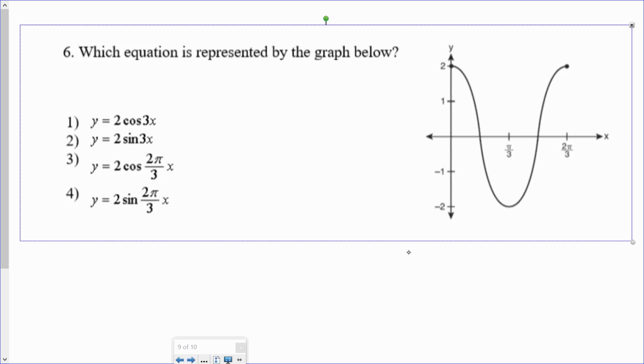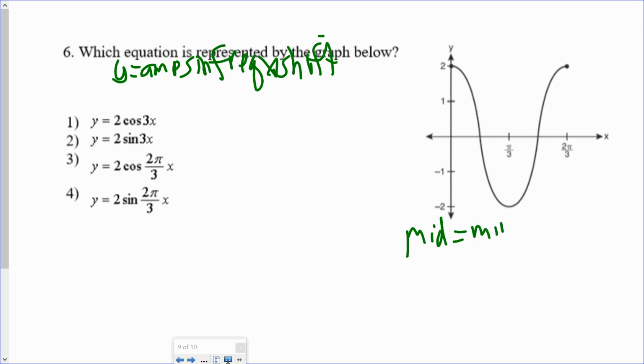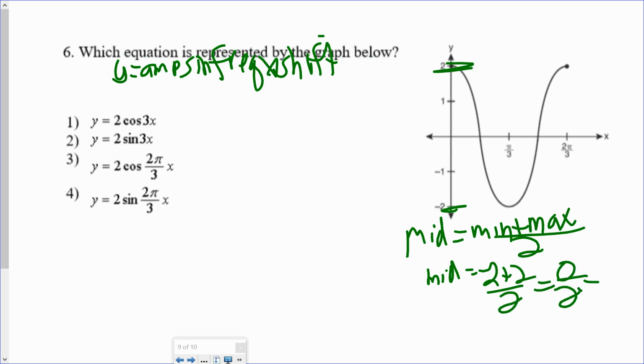Okay. Amp sine freq x shift. Start with the midline. The midline is the min plus the max over 2. Min is -2, max is 2, which is 0 over 2, which is 0. And this is one you might have been able to see just by looking at it. And looking at the choices, they all have a shift of 0.